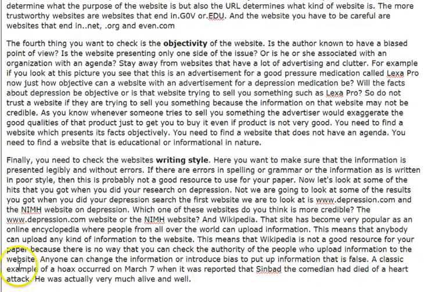A classic example of a Wikipedia hoax occurred on March 7th when it was reported that Sinbad, the comedian, had died of a heart attack. He was actually very much alive and well. So be aware of Wikipedia.